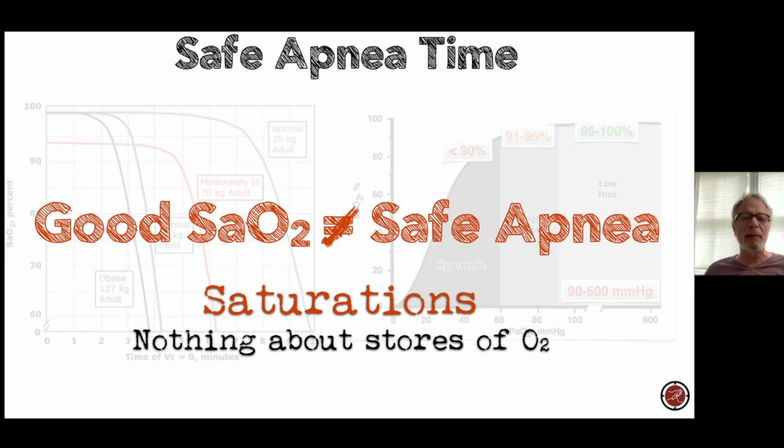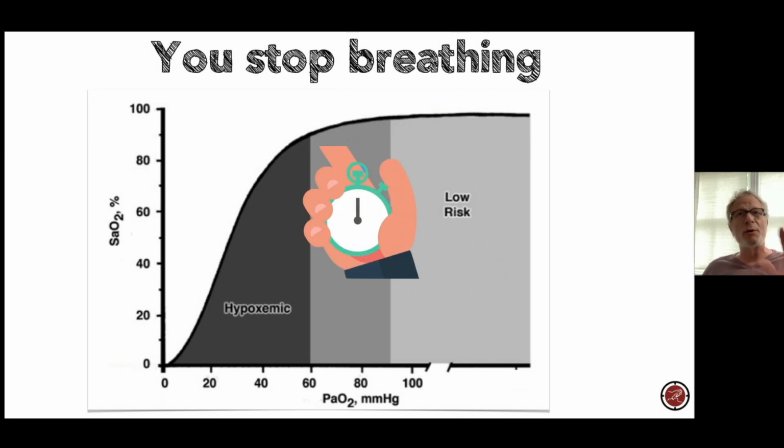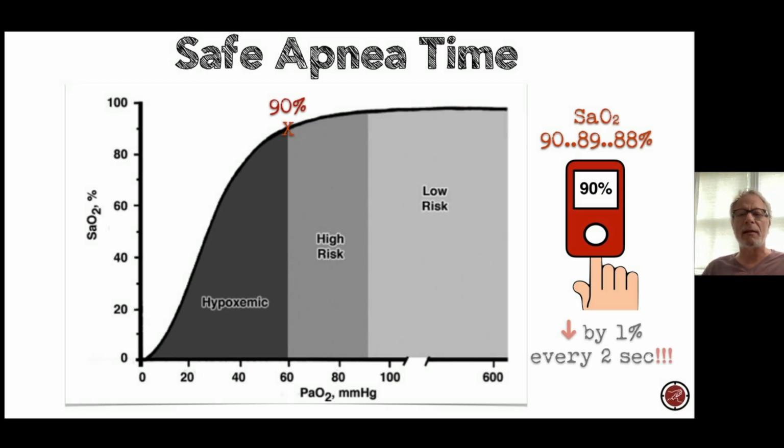What we need to remember is good sats don't mean safe apnea. Right now, you all have sats of 100%, but you are not safe from the point of view of apnea time. Saturations tell you nothing about oxygen stores. Right now, if you were to stop breathing, how long would it take for you to critically desaturate? Well, it'll be about 80 to 90 seconds, right? Because your stores in your lungs are not adequate. So let's talk about that a little bit more.